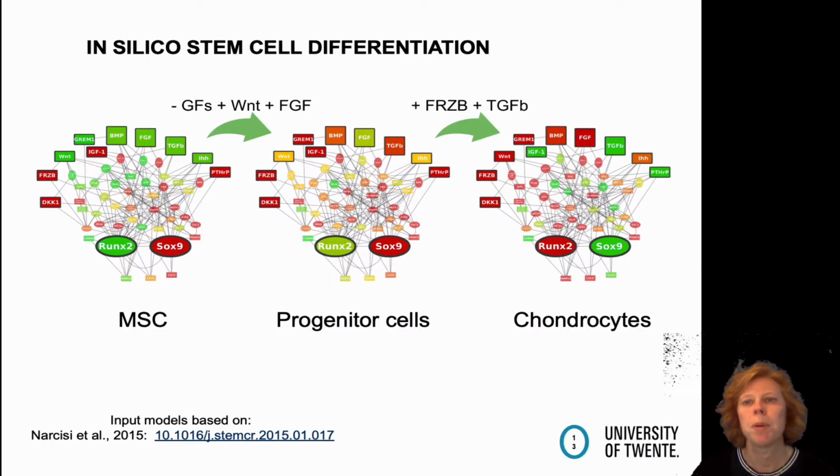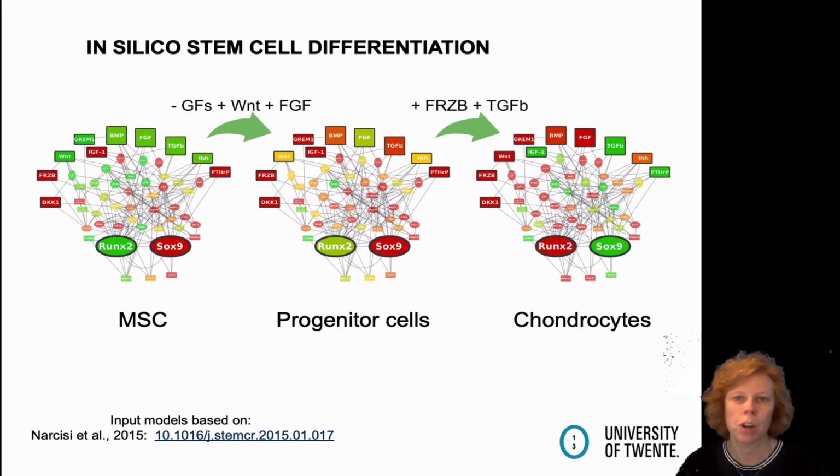In ECHO, we can also mimic stem cell differentiation by translating gene expression profiles of MSCs to starting values in the network and then simulating addition and removal of growth factors and cytokines.